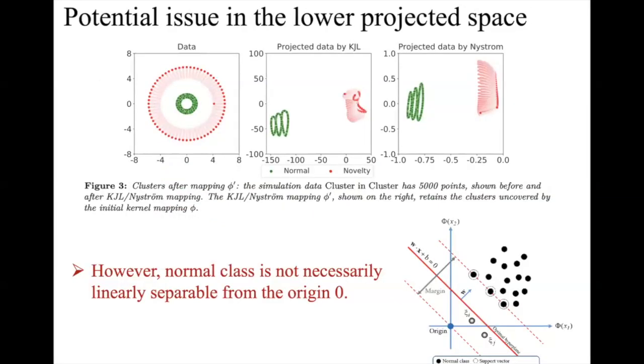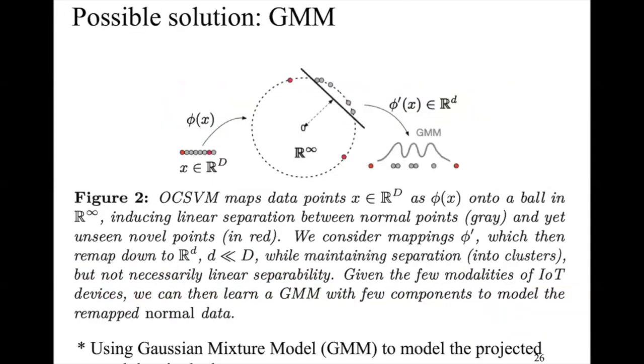But the potential problem here is, if we project the data to the lower space, using KGL or Nordstrom's, the normal class is not necessarily linearly separable from zero. But for the OCSVMs, the assumption is that we require it to be separable from the origin. So in order to do that, we use Gaussian mixture models to try to profile the projected data in the lower space. That's the sense in which we address that. It's not just using linear SVMs on the projected data.